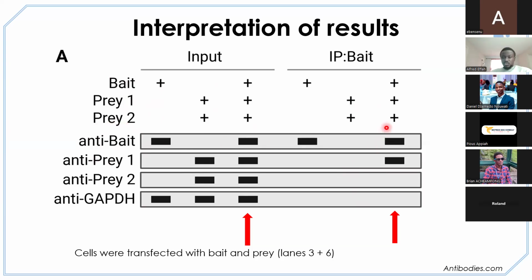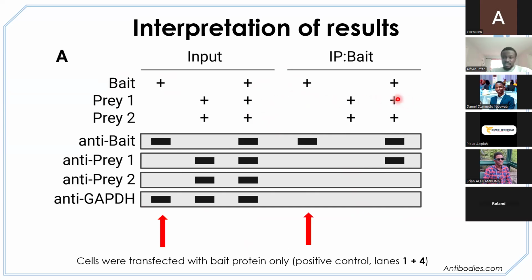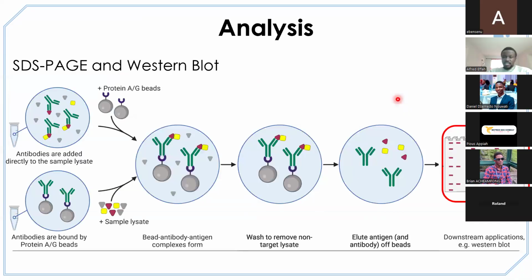Then we had protein 2 being present. Mind you, we used antibodies against this. And so after washing and performing everything, we will see only the proteins that were interacting with the bait. So here, this is our bait. We used antibodies against it.